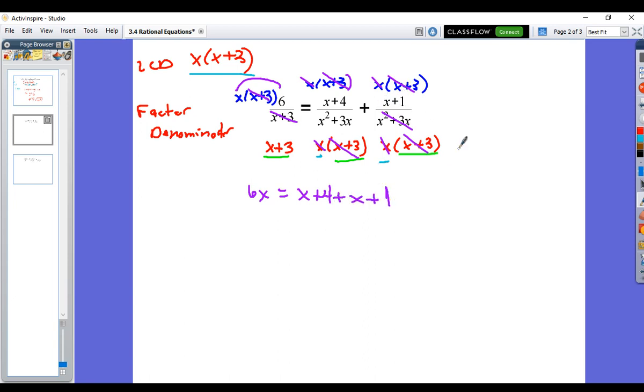All the fractions got reduced to 1 down here. That's why we don't write the denominators anymore, because they've all been reduced to 1, and you don't write ones in denominators. So now we just combine like terms.